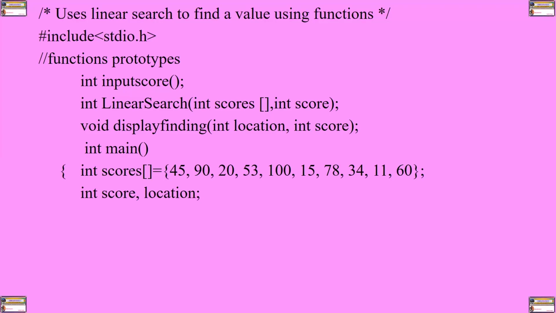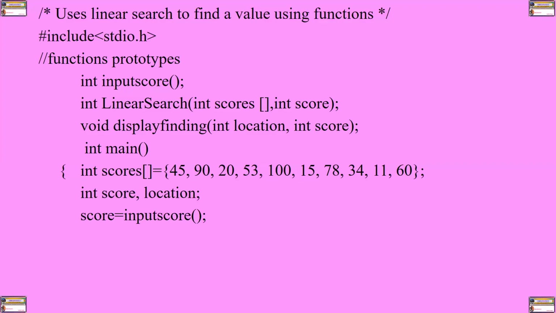We are also requesting the processor to set two memory locations aside, one called score and the other one called location, which are expected to hold values of type integer. Then this statement is invoking the first function by the name input score. This statement is telling the processor to go look for the function called input score, perform the activities that are supposed to be performed by that function, and then return a value.